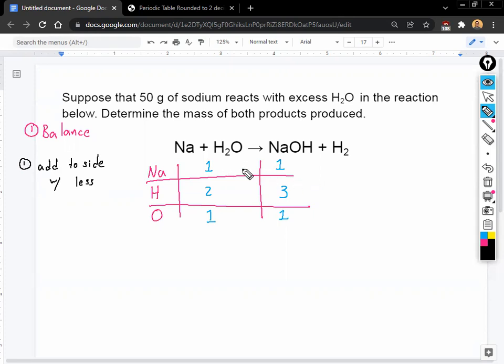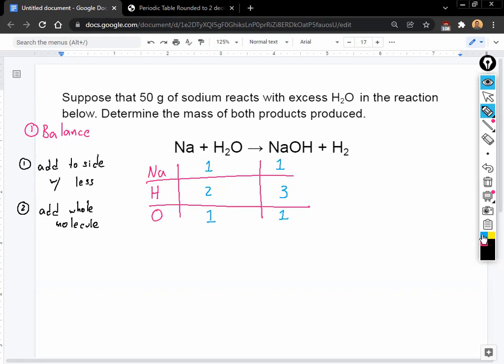Okay, so if you guys take a look at the table, we have one Na on both sides. We have one O on both sides, but we have an uneven number of hydrogen, right? We have 2 on the left and 3 on the right. So we want to add to the side with less. So we want to add to the left side, okay? But we can't just add the element by itself. We have to add the whole molecule. Okay? You want to add the entire molecule.